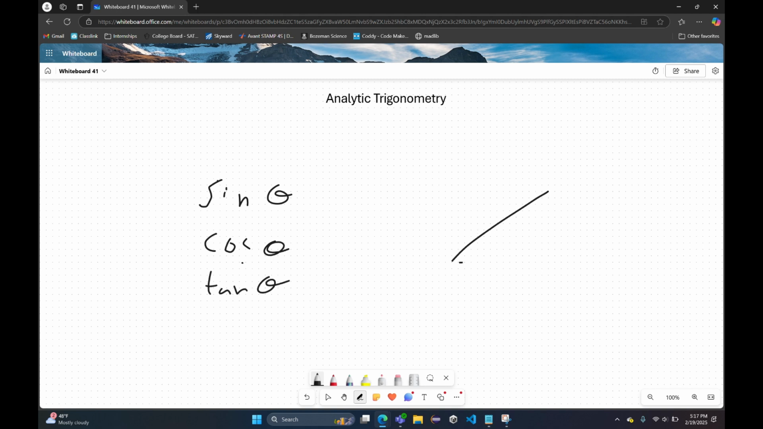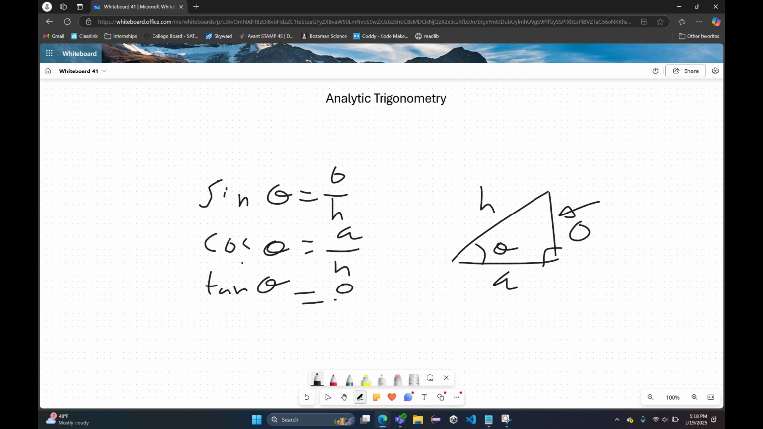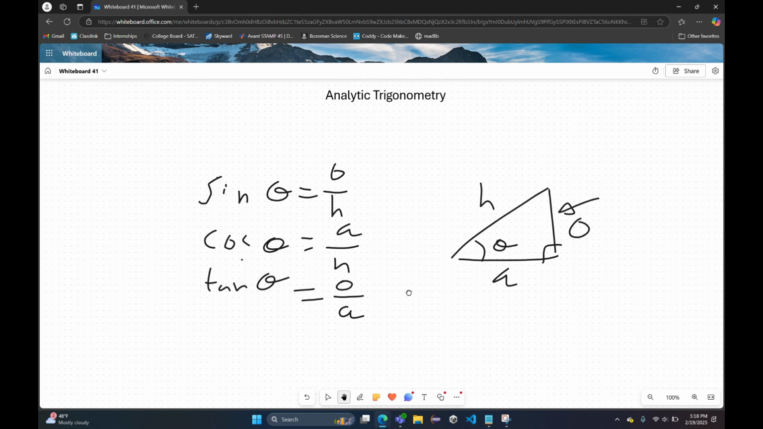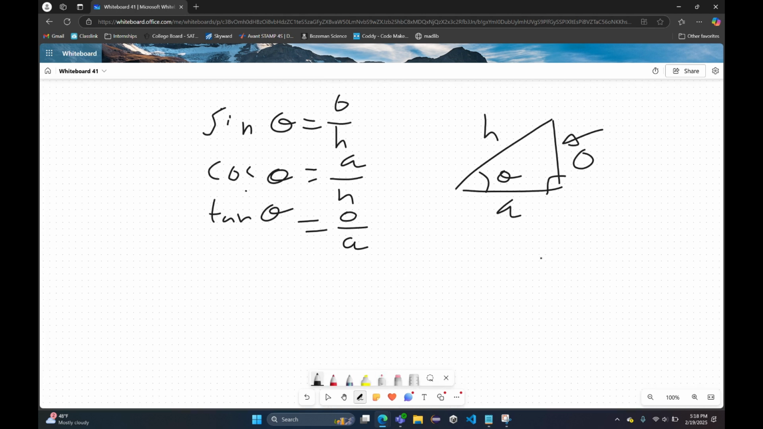Now quick review, if we have a right triangle like this, and this is our theta. This is going to be the opposite side. This is the adjacent side, and this is the hypotenuse. Sine is just opposite over hypotenuse. Cos is just adjacent over hypotenuse, and tan is just opposite over adjacent. So now we have these functions. That's super cool. But the thing is, we also know a couple values, right?